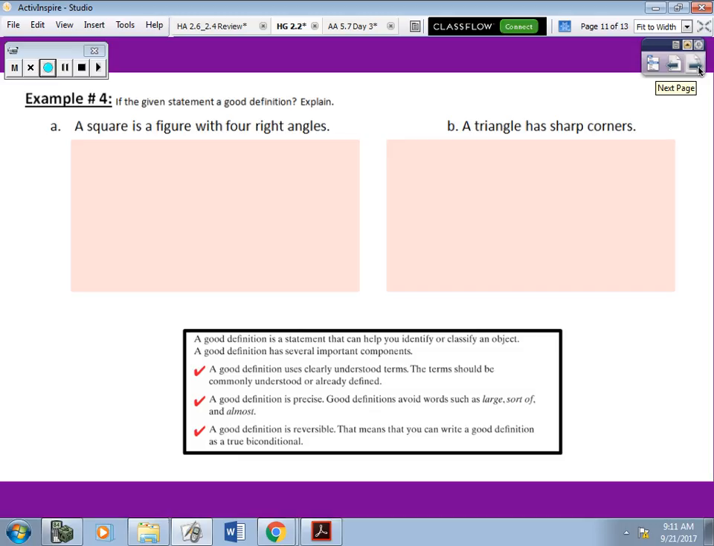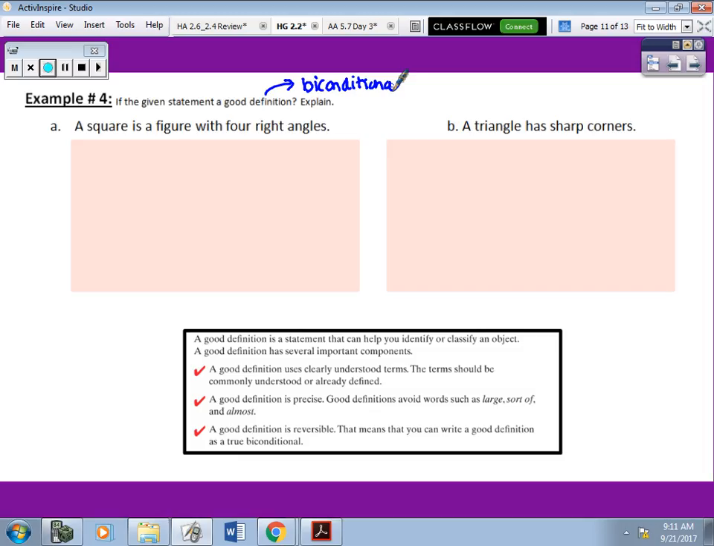All right. The last set of examples ask us to state if it's a good definition or not. So again, in order for it to be a good definition, it has to be able to be written as a biconditional. You don't have to write it out, you can just think it in your mind. So, if a figure is a square, then it has 4 right angles. Is that true? Yes. Flip it around. If a figure has 4 right angles, then it is a square. False. What's our counterexample?